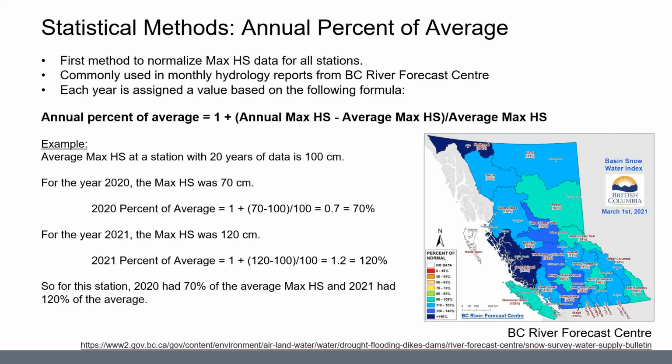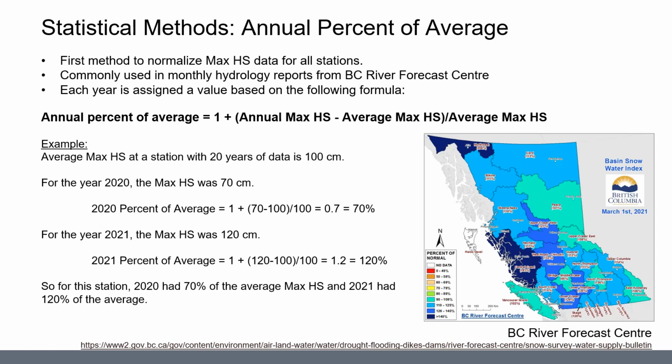So the second part of this is to just cover the basic statistical methods. I'm also going to go through this really quickly. You can pause the slides to read it or watch the more detailed video. So the first of the two types of statistical methods I've used to normalize this maximum height of snow data is the annual percentage of average. This is pretty common to see on the BC River Forecast Center maps.